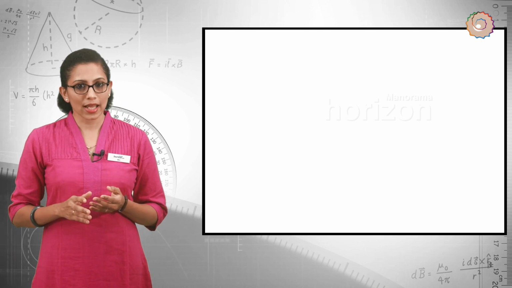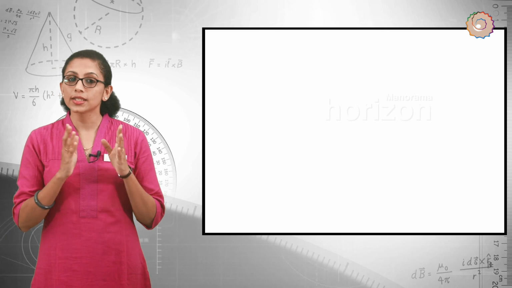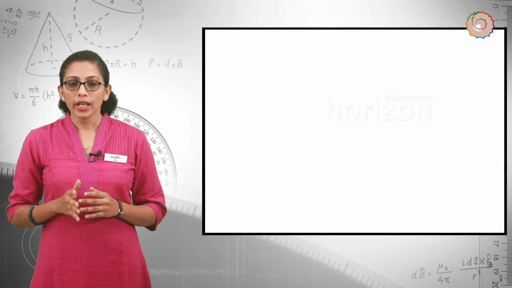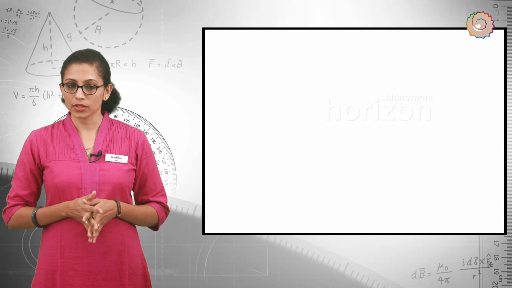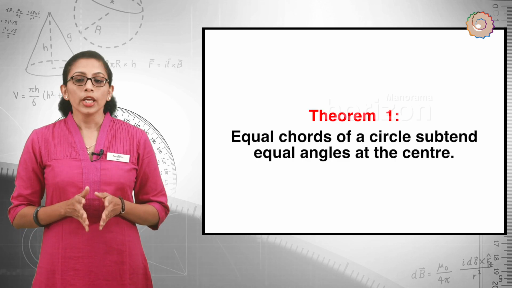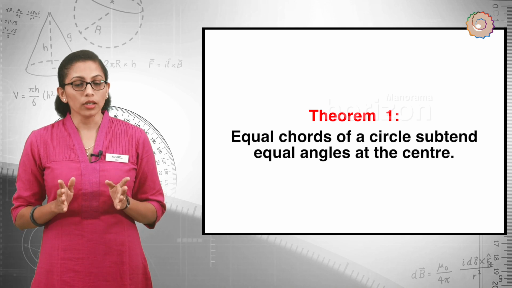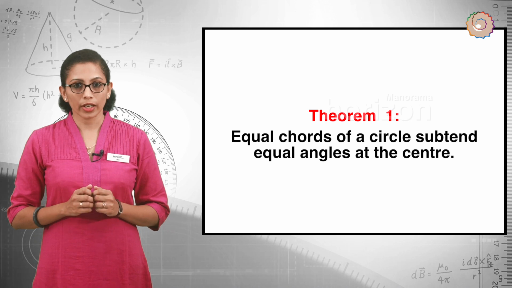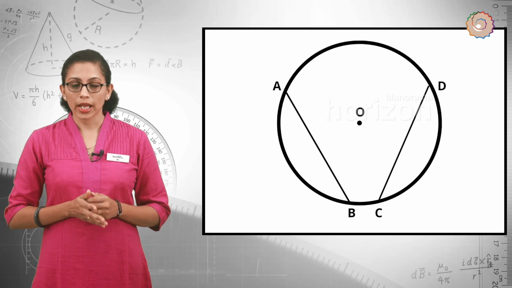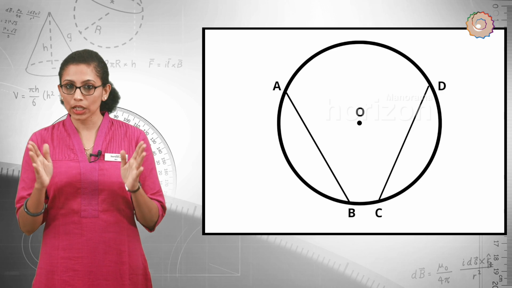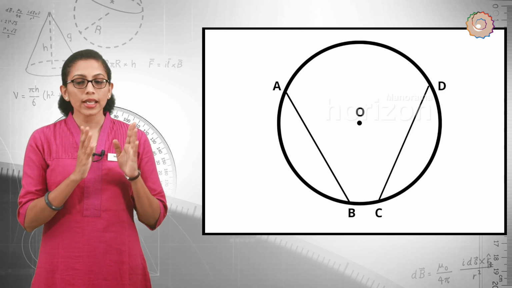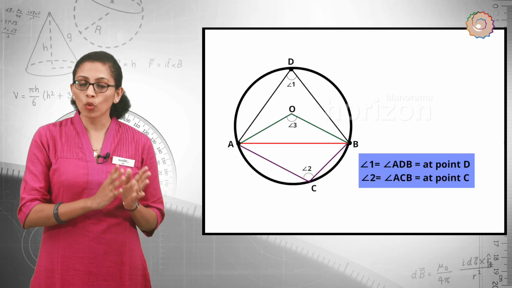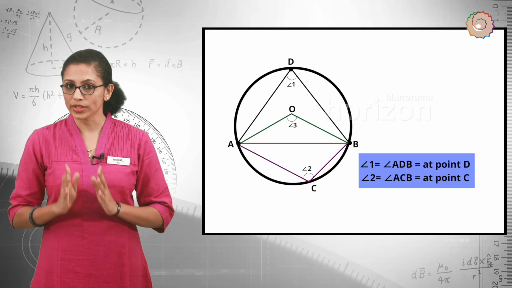Now, let us examine the relationship between the size of the chord and the angle subtended by it at the center. It is stated in the form of theorems. Theorem number 1. Equal chords of a circle subtend equal angles at the center. Given a circle with center O, AB and CD are equal chords of the circle, that is AB is equal to CD. We need to prove angle AOB is equal to angle DOC.